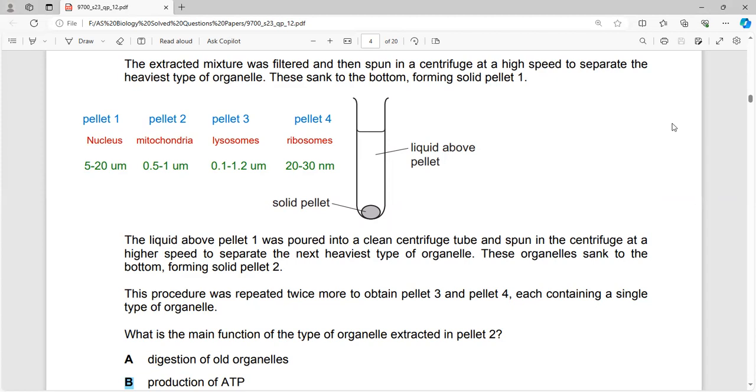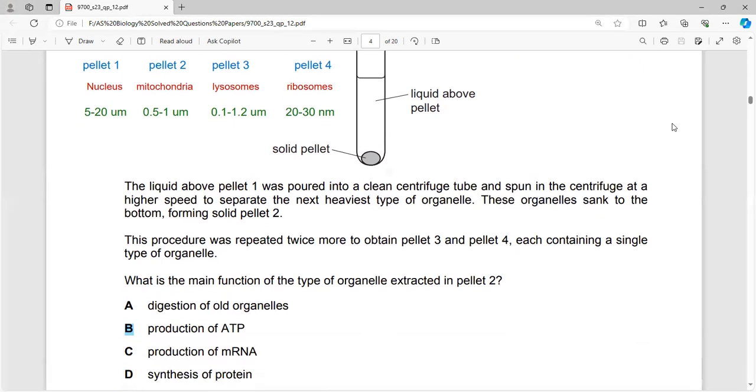And the fourth heaviest particle has no membrane on its surface, but it's a compact structure, with 20 to 30 nanometer. So these particles are separated on the basis of size. You can see if the size is decreasing, the mass is also decreasing. In this way, pellet 1 will be the nucleus, pellet 2 will be mitochondria, pellet 3 is a lysosome, and in the same way, there are ribosomes.